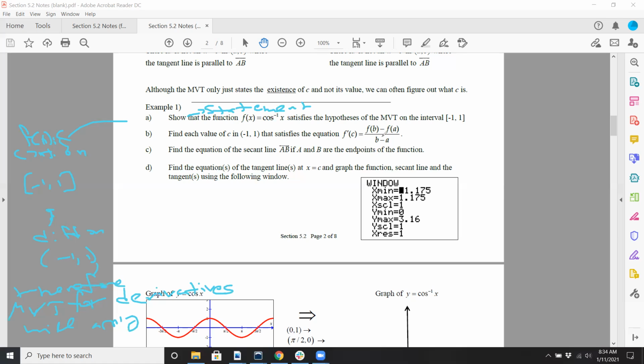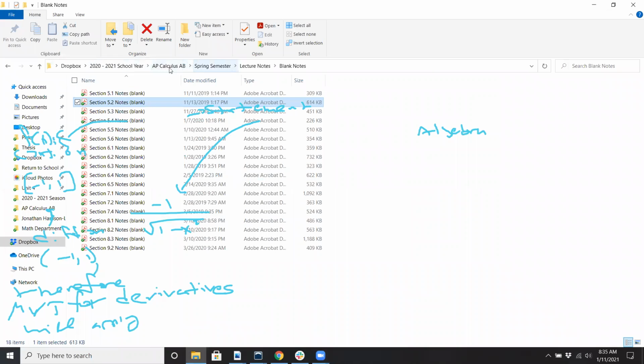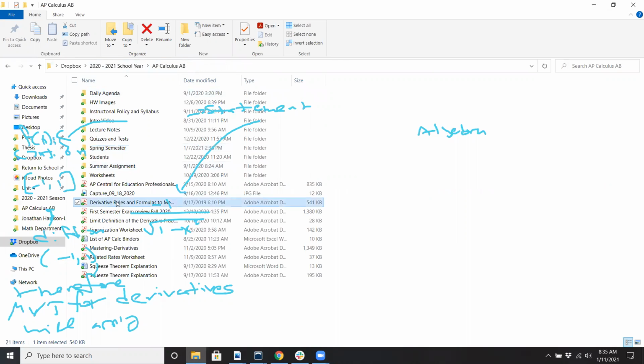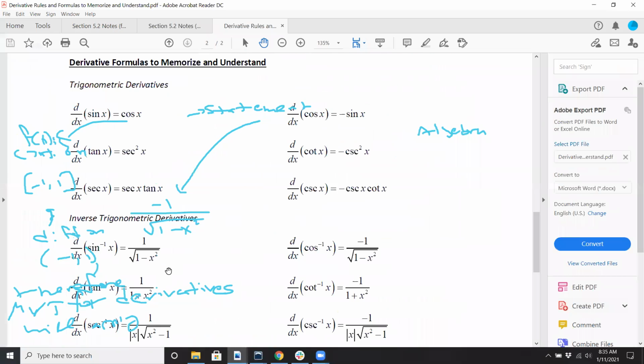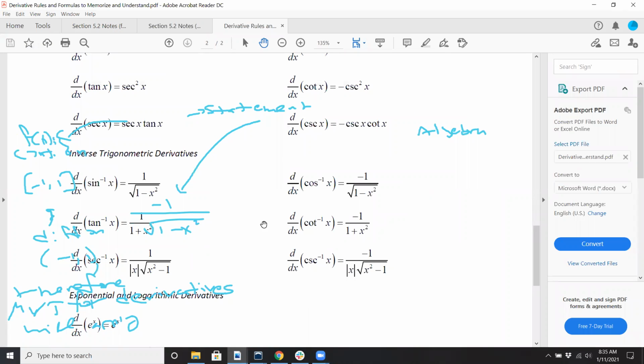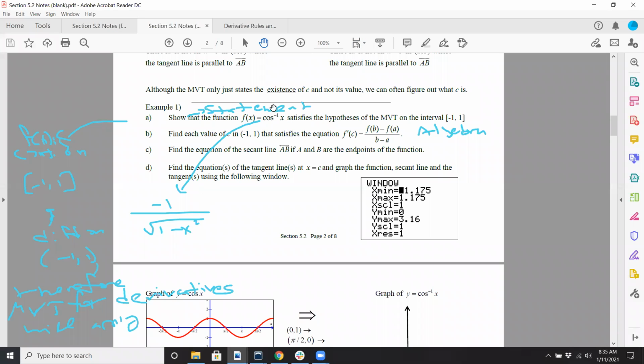Now, find each value C for which that is satisfied. So now you have to do a little bit of algebra here. First I do need the derivative of this, which you may have forgotten. It's -1 over root 1 minus x squared. And in case you've forgotten, no worries. Actually, I had to jog my memory a little bit for that one. Remember this cheat sheet, derivative rules and formulas to memorize? I'll probably put it in the front of our Schoology page, but it's right here. Inverse cosine: -1 over root 1 minus x squared. And actually, I'll replace x with c because we're putting c in for x.